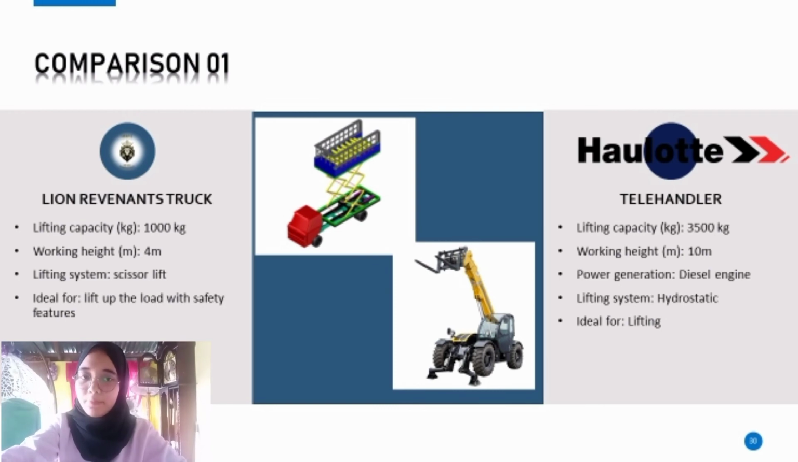The first company that we compare to is Howlett's company, which produces the telehandler. Based on the slide, the telehandler lifting capacity is 3,500 kg and the working height is 10 meters. The power generation that they use is a diesel engine, and the lifting system is hydrostatic. And for our product, the attachable scissor lift truck, our lifting capacity is 1,000 kg, our working height is 4 meters, and our lifting system is a scissor lift.